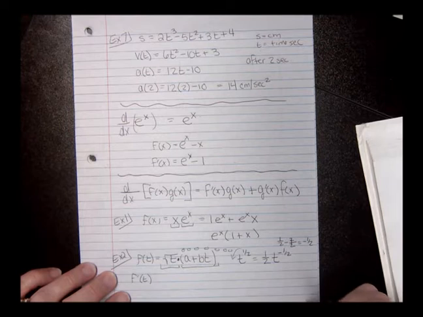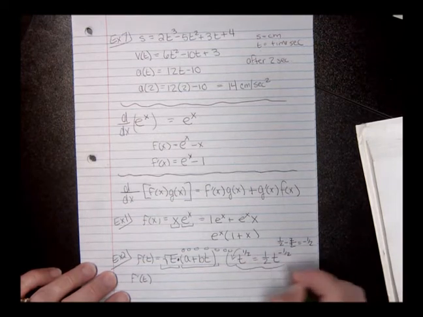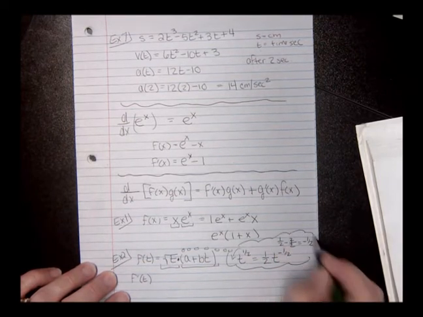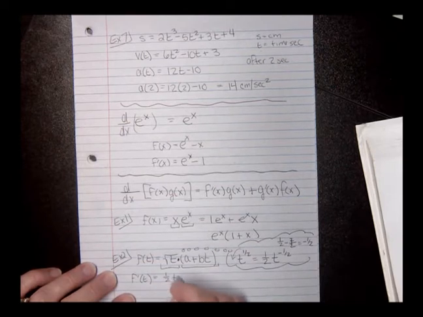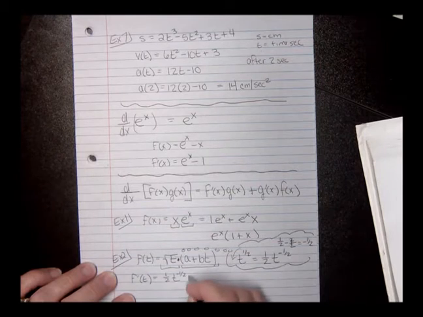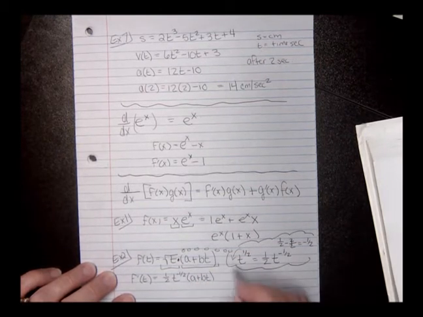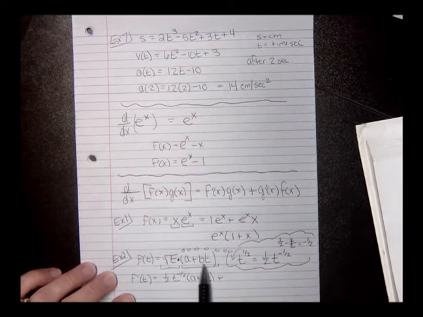So let's take a look at the derivative of square root of t. We just did it here. 1/2 t to the negative 1/2. And now I'm going to leave this one alone. And then I'm going to add to that the derivative of this.